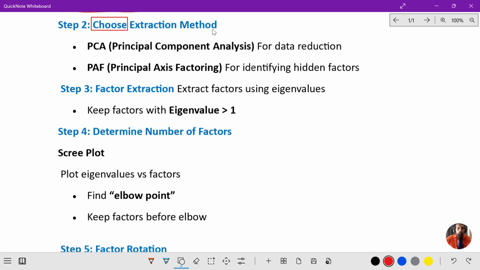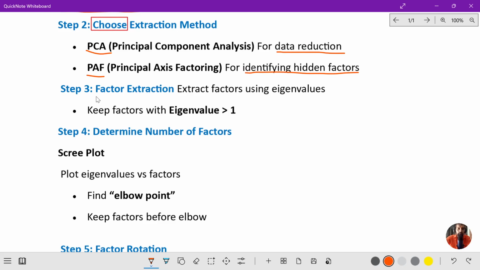There are two extraction methods. The first one is PCA and the second one is PAF. PCA is principal component analysis. It is used for data reduction. What is the meaning of data reduction? When there is a large amount of data, we are going to reduce the data. The second method is PAF, principal axis factoring. It is used to identify hidden factors. So this is about step 2.